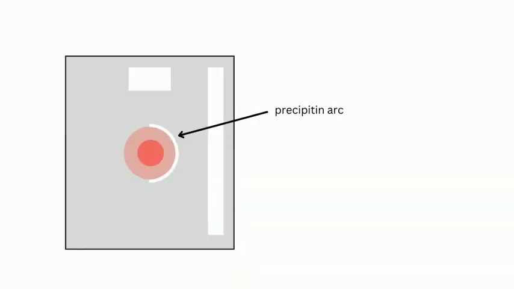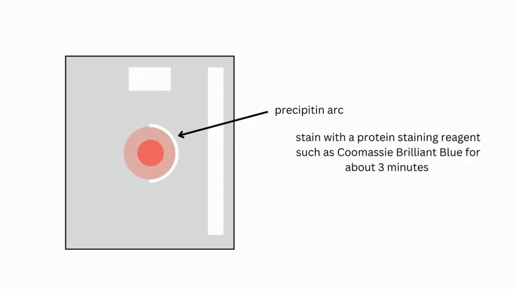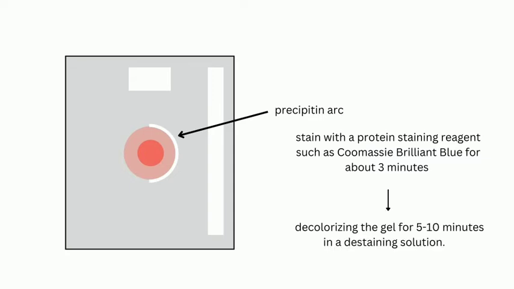The gel may be observed for the precipitin arcs, or for better visualization, may even be stained with a protein staining reagent such as Coomassie Brilliant Blue for about 3 minutes, followed by decolorizing the gel for 5 to 10 minutes in a destaining solution. The gel is evaluated for results and may even be dried if it needs to be preserved.